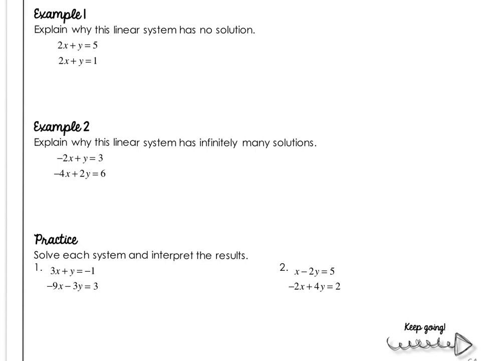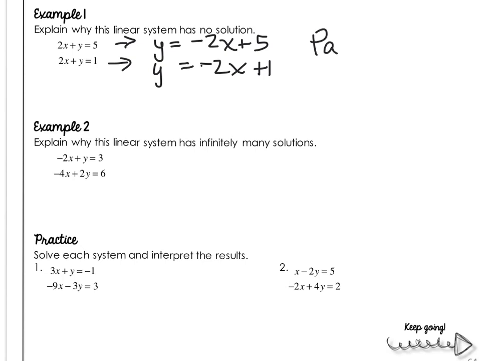So in these, I'm going to write both of these in slope-intercept form like I did last time. So this in slope-intercept form is y equals negative 2x plus 5. And this one is y equals negative 2x plus 1. Okay, so I have the same slope, but different intercepts. So that means that these lines are parallel. How do we know they're parallel? Because they have the same slope, but different intercepts.